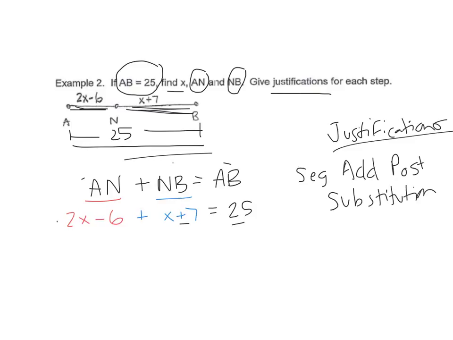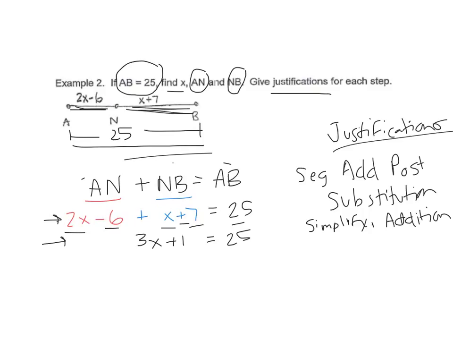Now I'm going to use steps in algebra to solve for x. 2x plus x is 3x. Negative 6 plus 7 is 1. So 3x plus 1 equals 25. What did I just do to get from here to here? I combined like terms. You can write simplify, combine like terms, or addition, which means you added terms.